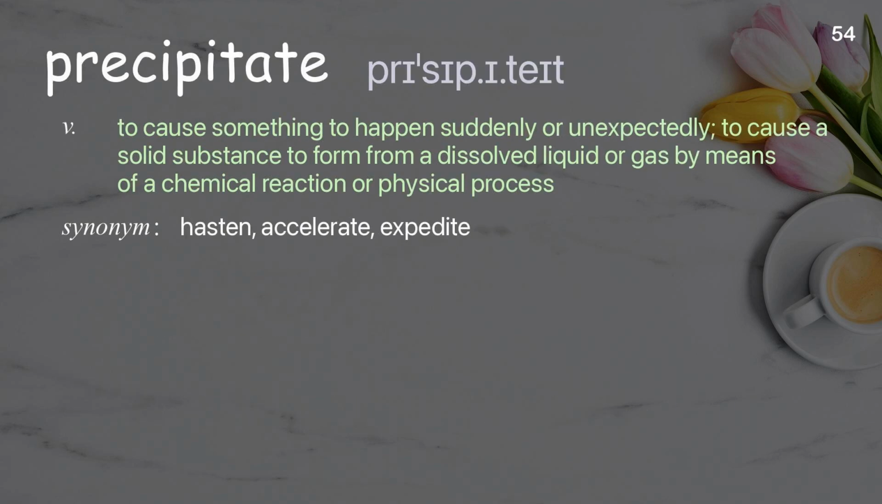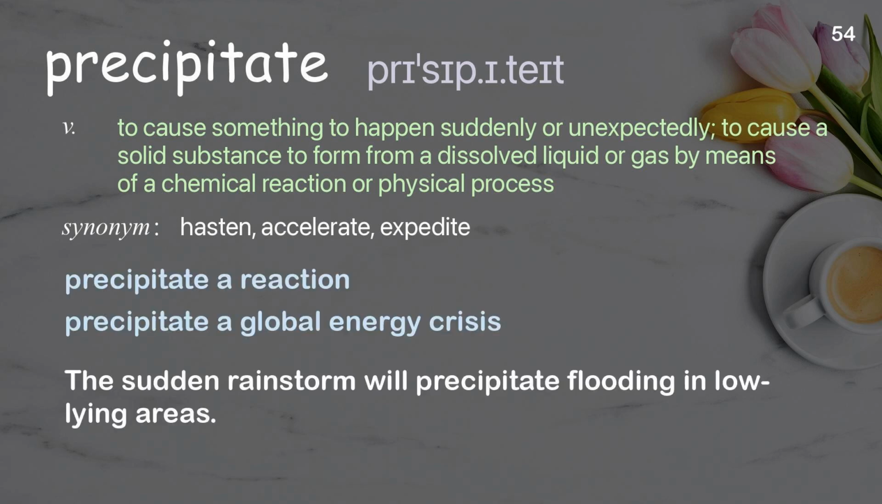Precipitate. To cause something to happen suddenly or unexpectedly, to cause a solid substance to form from a dissolved liquid or gas by means of a chemical reaction or physical process. Examples: Precipitate a reaction. Precipitate a global energy crisis. The sudden rainstorm will precipitate flooding in low-lying areas.